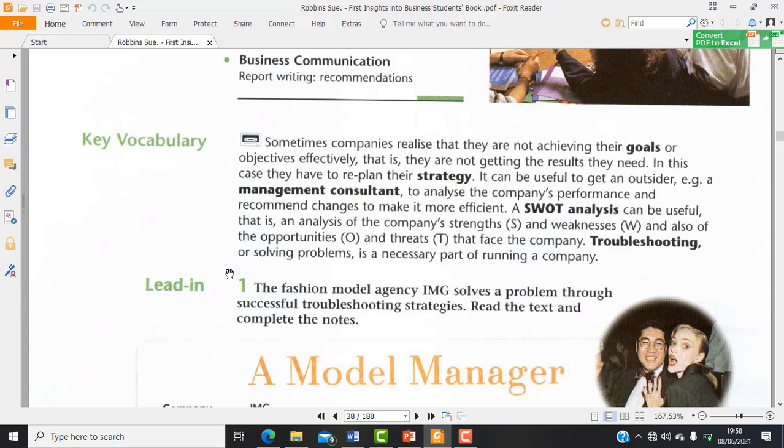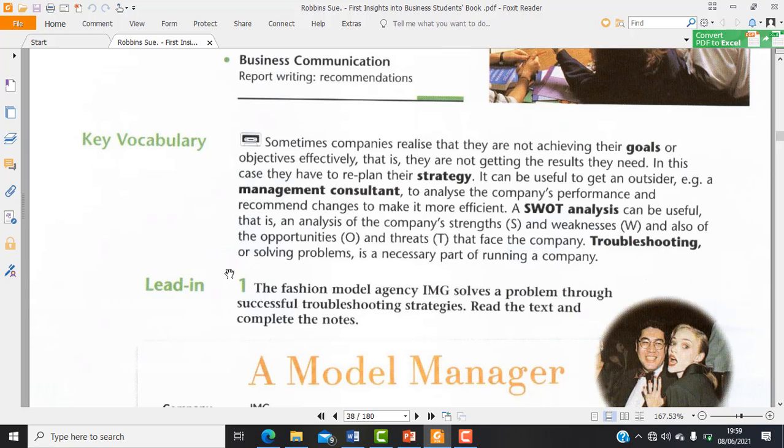In this case, they have to replan their strategy. Dalam kasus ini, mereka harus merumuskan strategi yang baru. Okay, yeah. Like I said it before, it can be useful to get an outsider, example a management consultant, to analyze the company's performance and recommend changes to make it more efficient. Jadi salah satu strateginya ya bisa memilih ya konsultan manajemen, menganalisa performa dari perusahaan dan juga merekomendasikan perubahan agar membuat perusahaan kita itu lebih efisien.